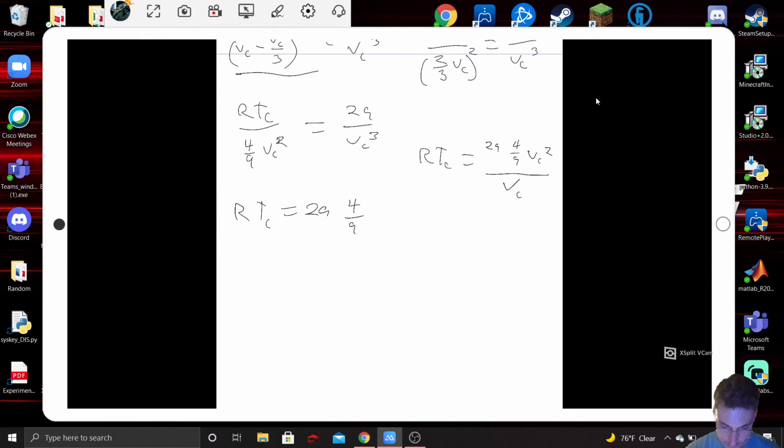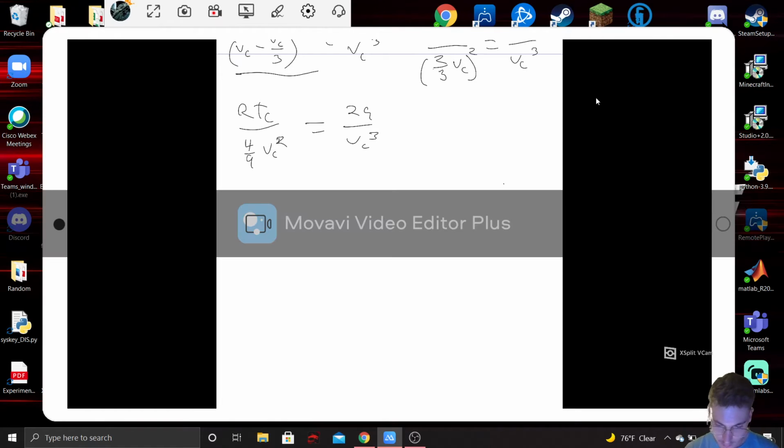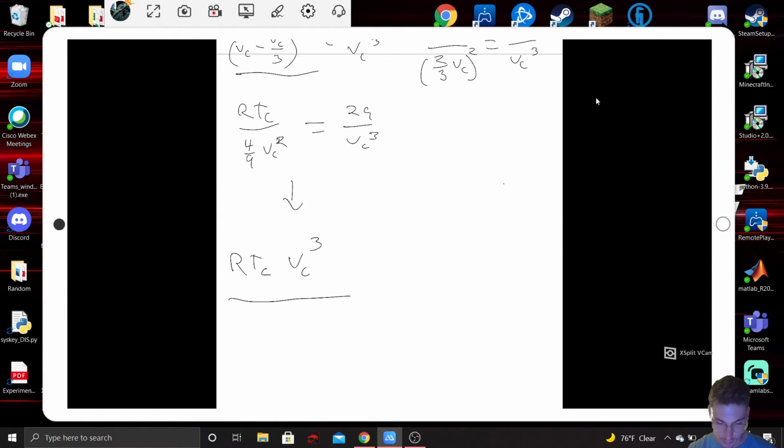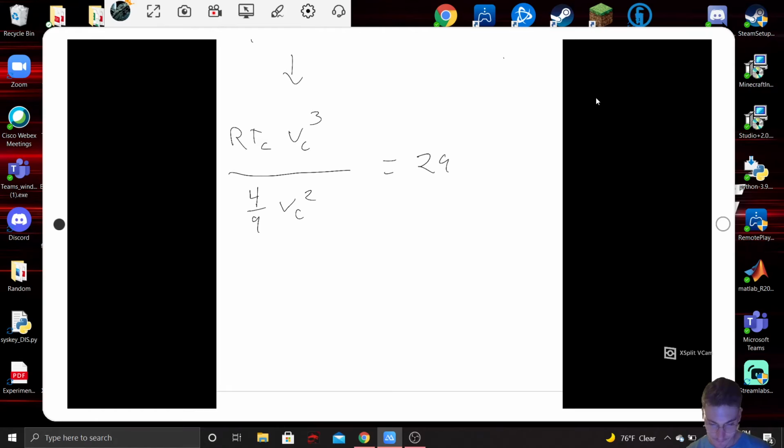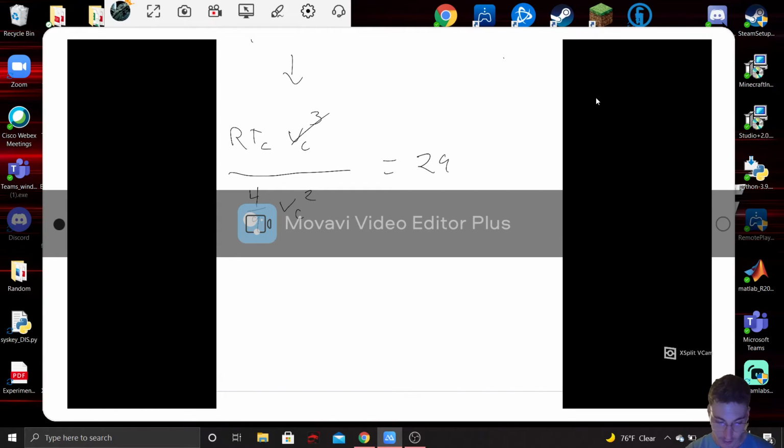I did this completely wrong. Started on the opposite side, because we want to get rid of the A. So then if we do this, we'll come down here. So then RTC times VC cubed over 4/9 VC squared equals 2A. So then these will cancel out right here.